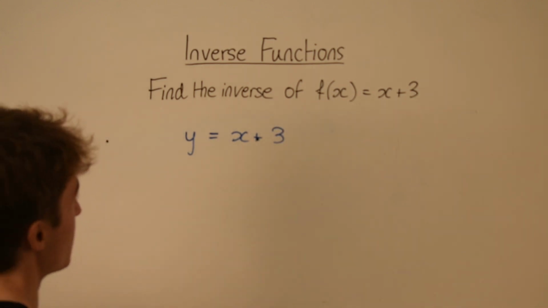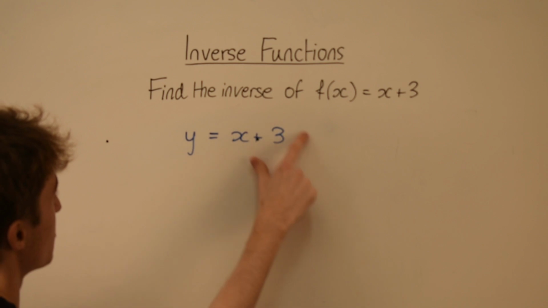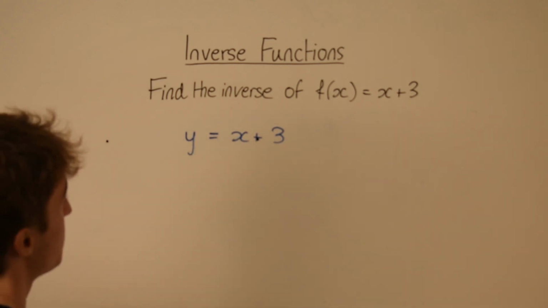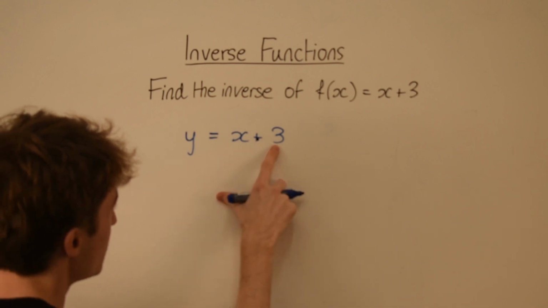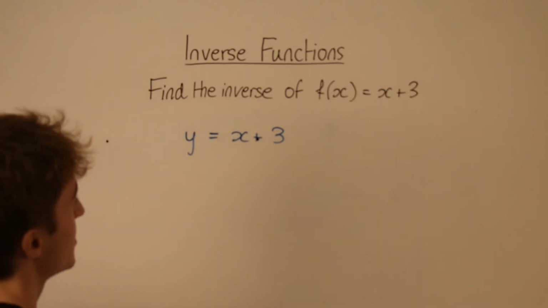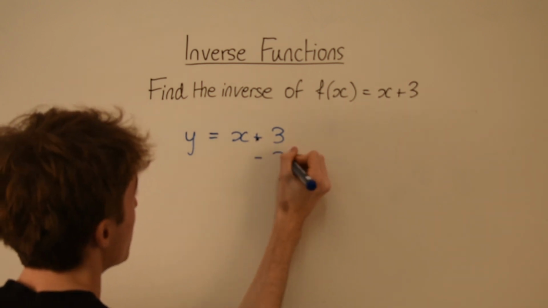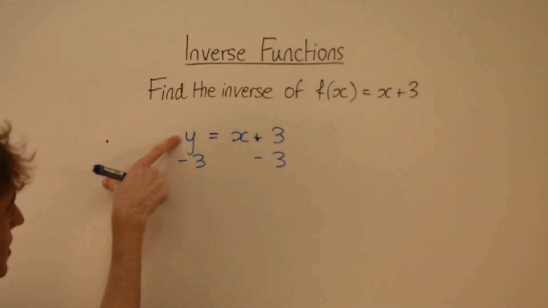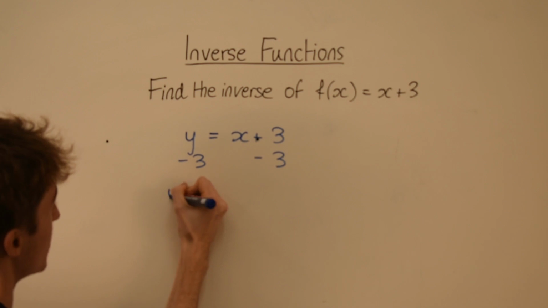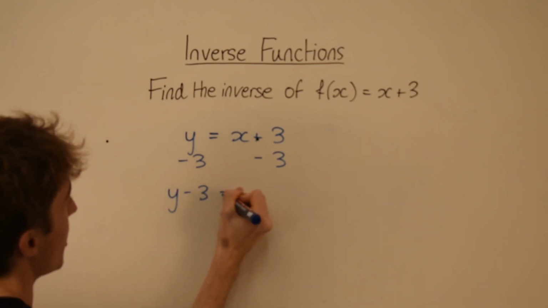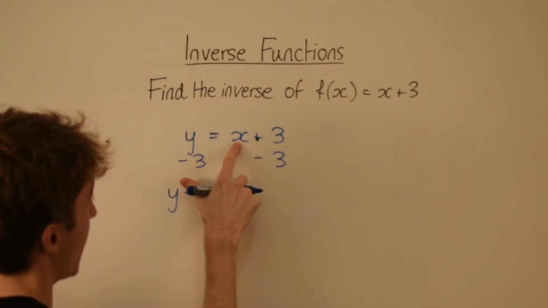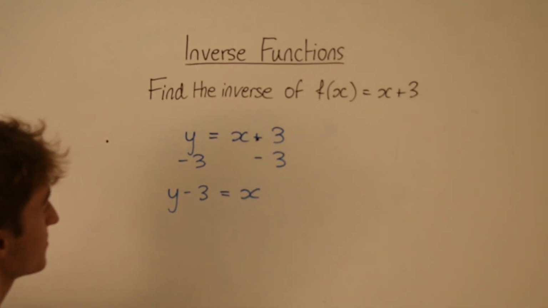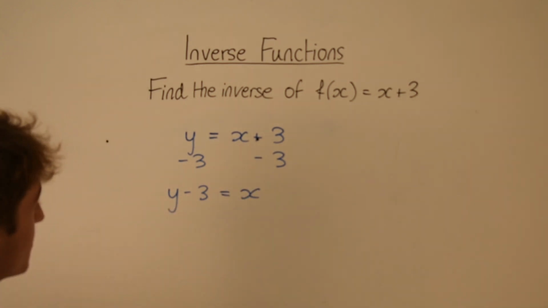Now to find the inverse, what we're going to do is take this formula and make x the subject of this formula. So to do that, we're going to need to move this plus 3 to the left-hand side. So we're going to subtract 3 from both sides of the formula. That makes the left-hand side now equal to y minus 3, and the right-hand side is now just simply equal to x, because the plus 3 and the minus 3 cancel out. Well, we've made x the subject of this formula now.